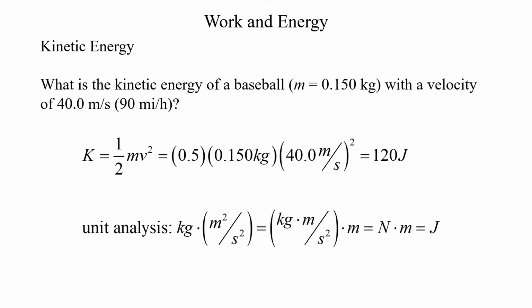Let's look at the units. Okay, we have mass times speed squared. Well, mass, of course, is a kilogram. Speed squared is meters squared over second squared. And so I have kilogram meters over second squared times meters. Well, a kilogram meter per second squared is the same as a newton. And so I get a newton times a meter, which is a joule. So you can see how the units all work out.